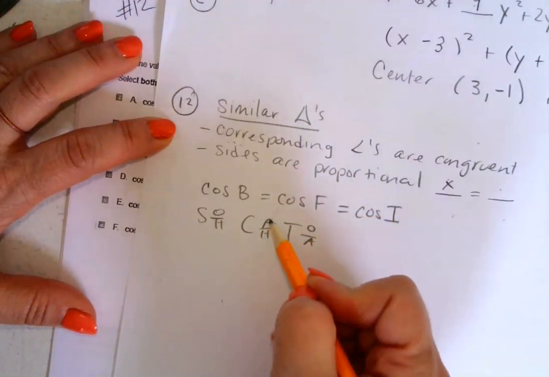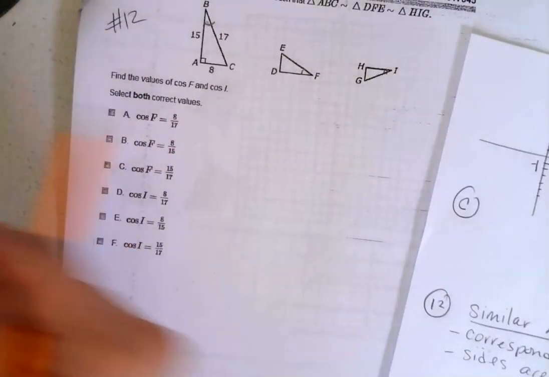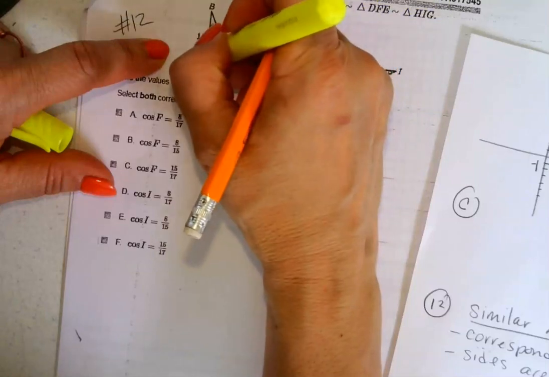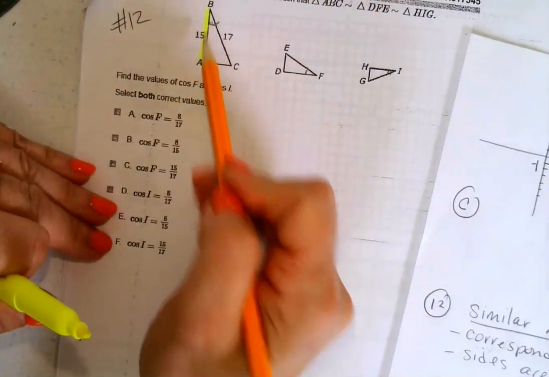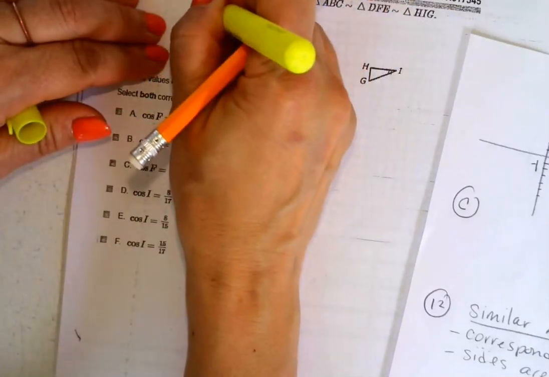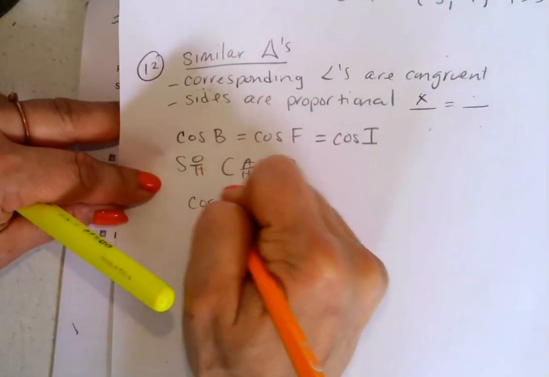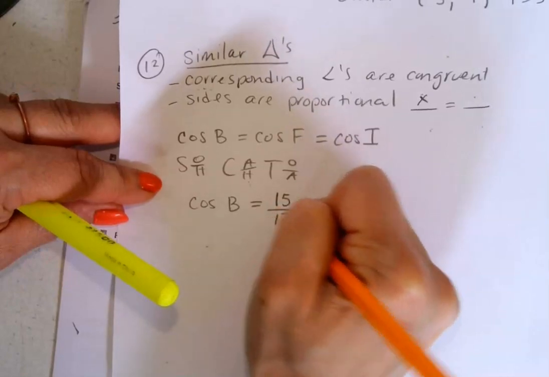Cosine is A over H, adjacent over hypotenuse. So let's see, the adjacent side here is 15. All right, this is the adjacent, it touches the angle. And the hypotenuse is 17. So that means that the cosine of B equals 15 over 17.